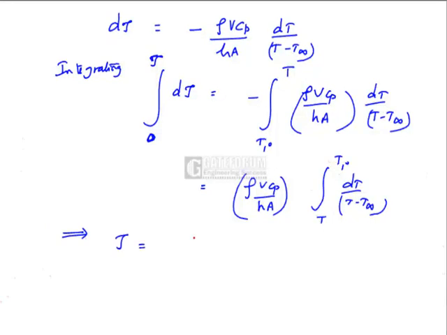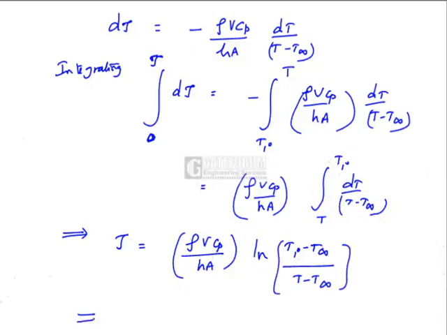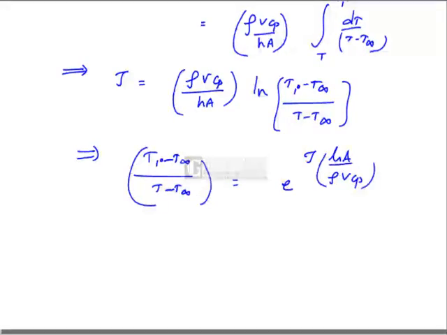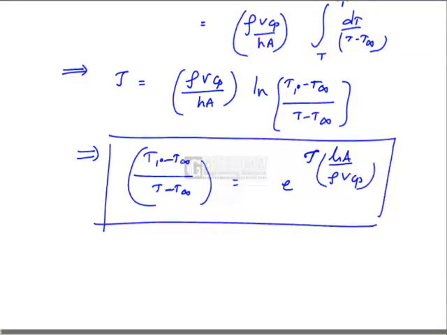Therefore, tau is equal to rho V Cp by hA ln of Ti minus T infinity divided by T minus T infinity, which implies Ti minus T infinity divided by T minus T infinity is equal to e to the power of tau into hA by rho V Cp. So this is the function between T and tau. So at any time tau, we can calculate temperature T, and to reach the temperature T, what is the time required, tau, that also could be calculated. So this is the temperature variation of a body with respect to time, tau seconds.